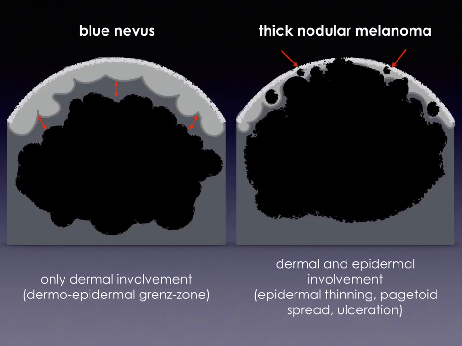And there we have to understand the histopathologic differences between a blue nevus and a thick nodular melanoma. In a blue nevus, we will have melanin within melanocytes that is purely located in the dermis. There is no epidermal involvement. Instead, in a thick nodular melanoma, we have both dermal and epidermal involvement, whereby we have pagetoid spreading, epidermal thinning, and ulceration.